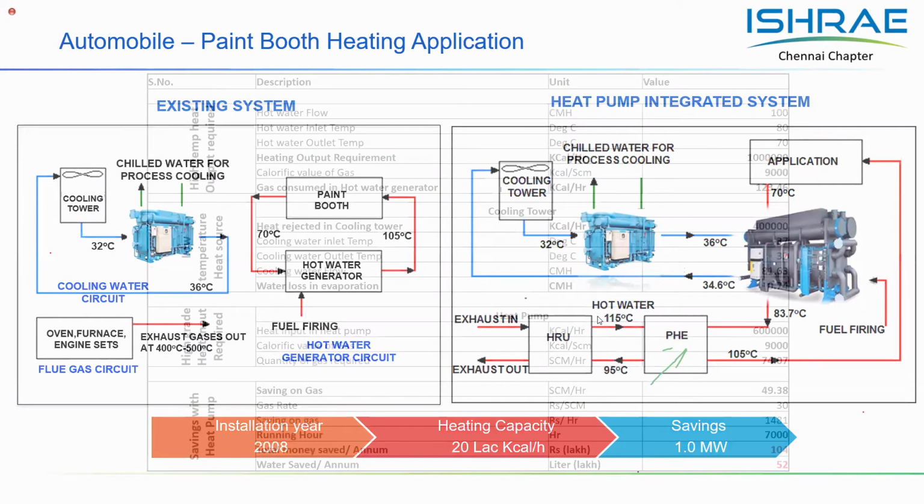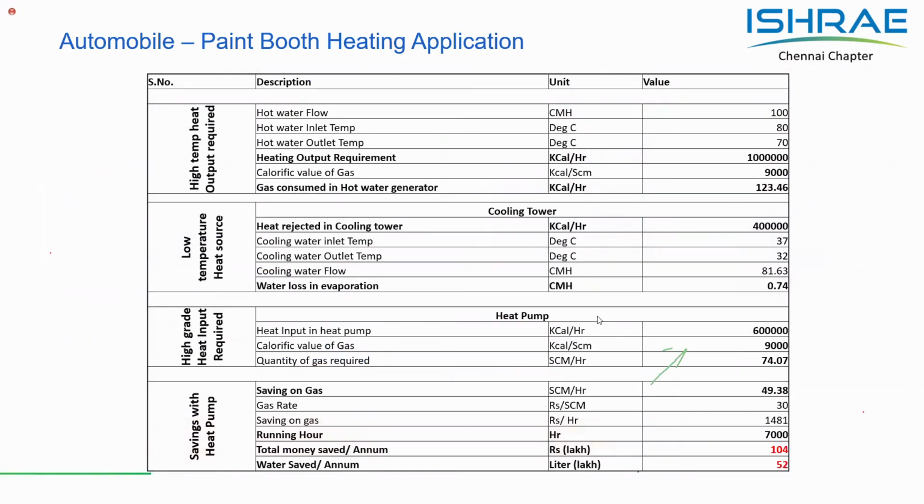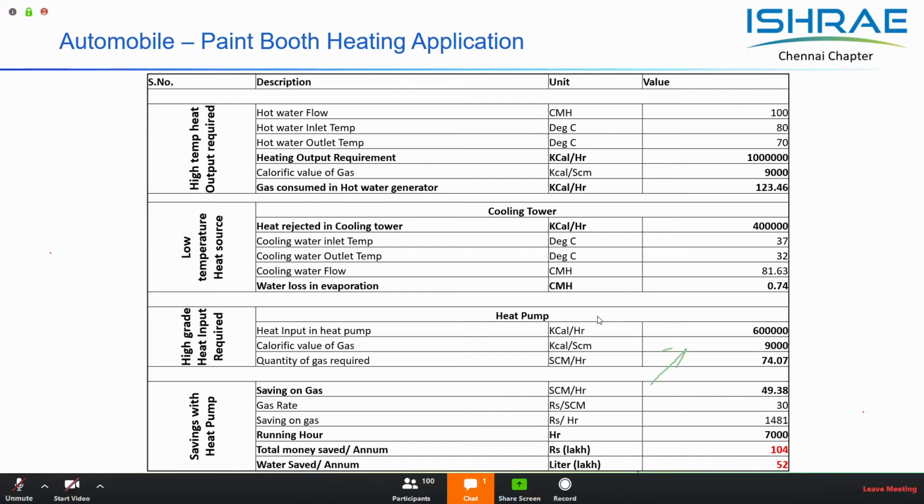So just to illustrate, I will mention a brief calculation of a scenario with the heat pump and without the heat pump for a 10 lakh kilocalorie heating requirement. What the heat pump delivers is the same 10 lakh kilocalorie, but the consumption of fuel is worth only 6 lakh kilocalories, and 4 lakh kilocalories is the heat which is recovered from cooling tower water.